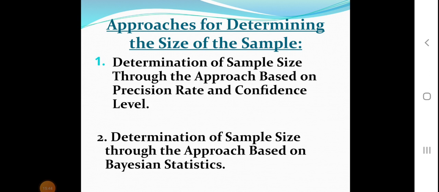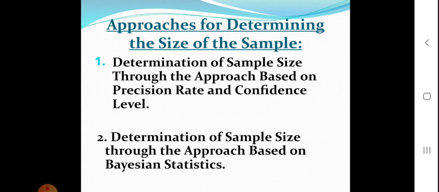The next concept is approaches for determining the size of the sample. Dear students, there are two alternative approaches for determining the size of the sample. The first approach is to specify the precision of estimation desired and then to determine the sample size necessary to ensure it. And the second approach uses Bayesian statistics to weigh the cost of additional information against the expected value of the additional information.